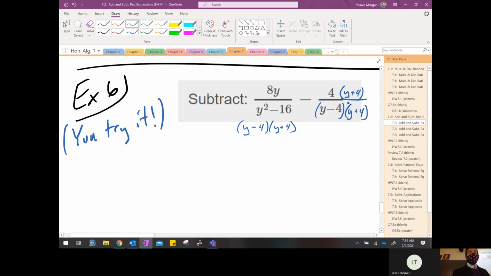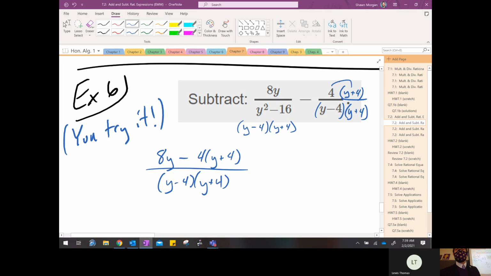So I'm going to write up what we've got up to this point. I got 8y minus, and then 4y plus 4, all over y minus 4 and y plus 4, okay? Here's where we make mistakes, though. We must be very careful. When we distribute this 4, a lot of people will just say that's 4y plus 16, okay? 4y plus 16 is great, but what am I doing to that numerator?